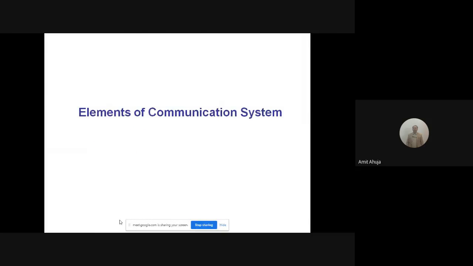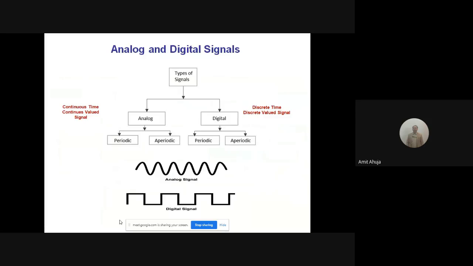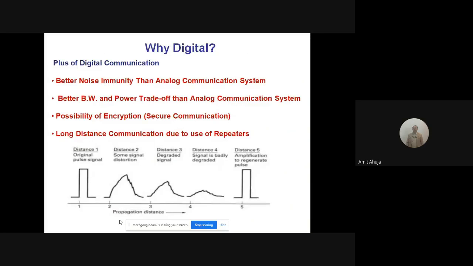So this is what we discussed, and bandwidth and power are important communication resources. The difference between these two. Now the question arises: why digital? Now we are talking about digital India. So why are we talking about digital India?